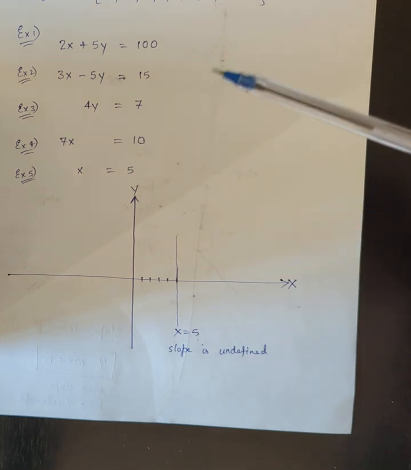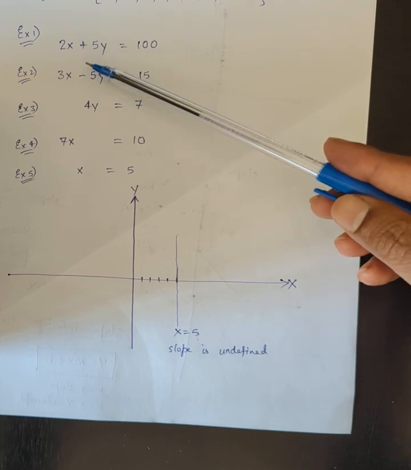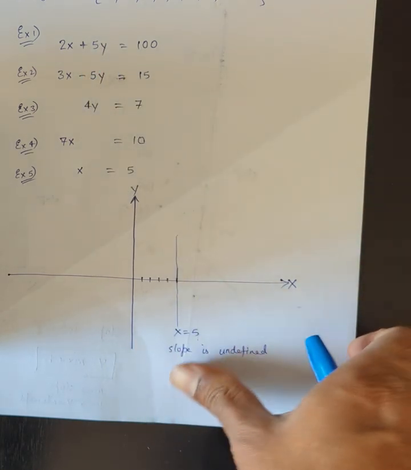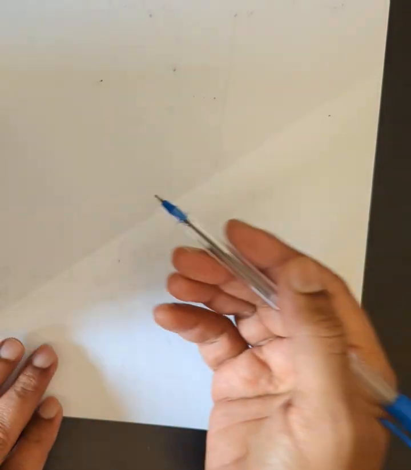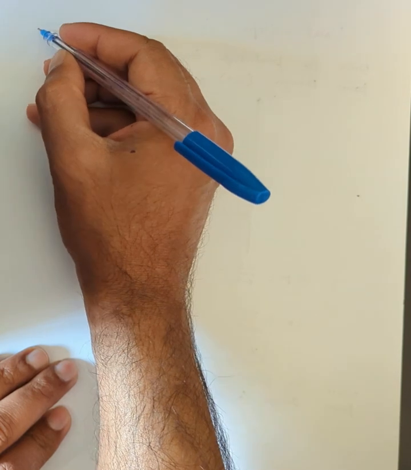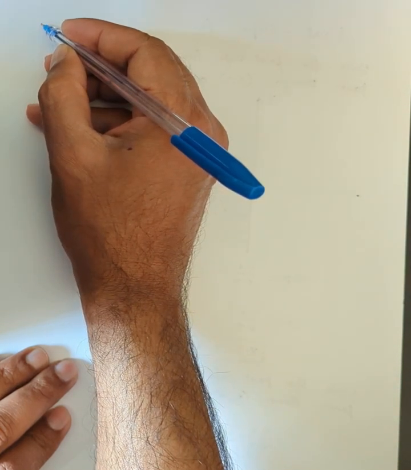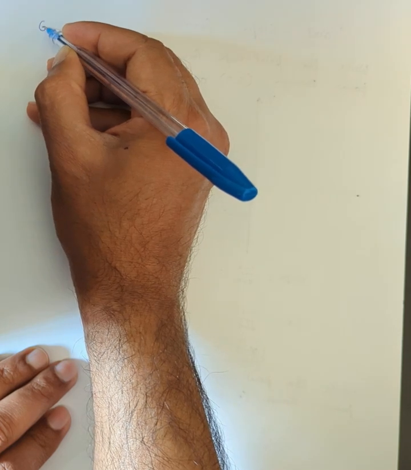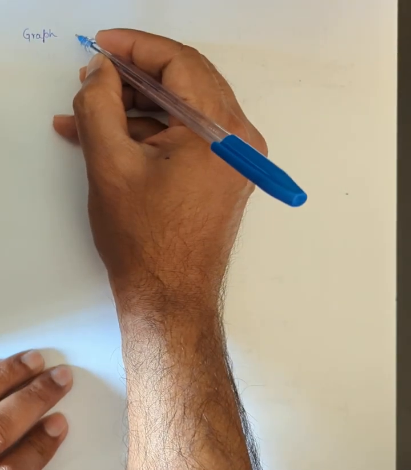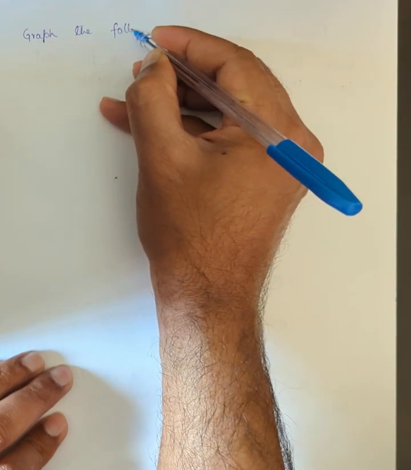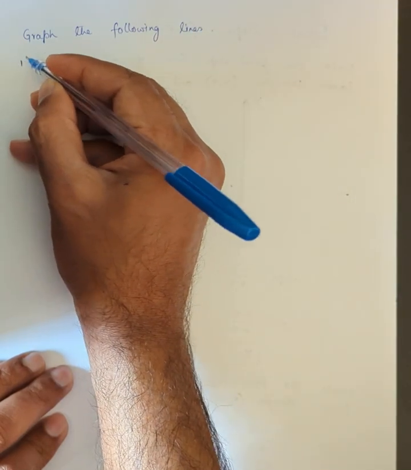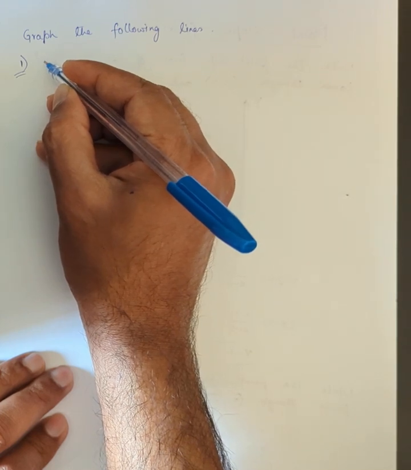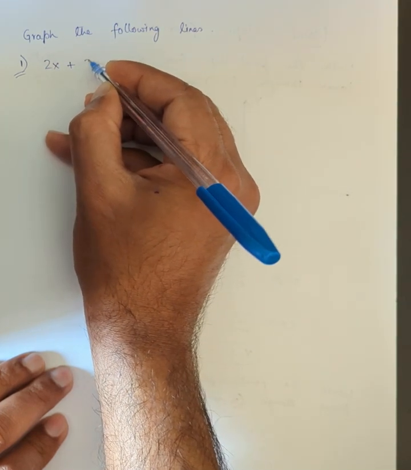But in other cases, we'll talk about how to graph some of the equations given in standard form. I'm going to show you two different methods. So let's make up a problem here. Graph the following lines. Number 1: what if I have 2x plus 3y equal to 6?